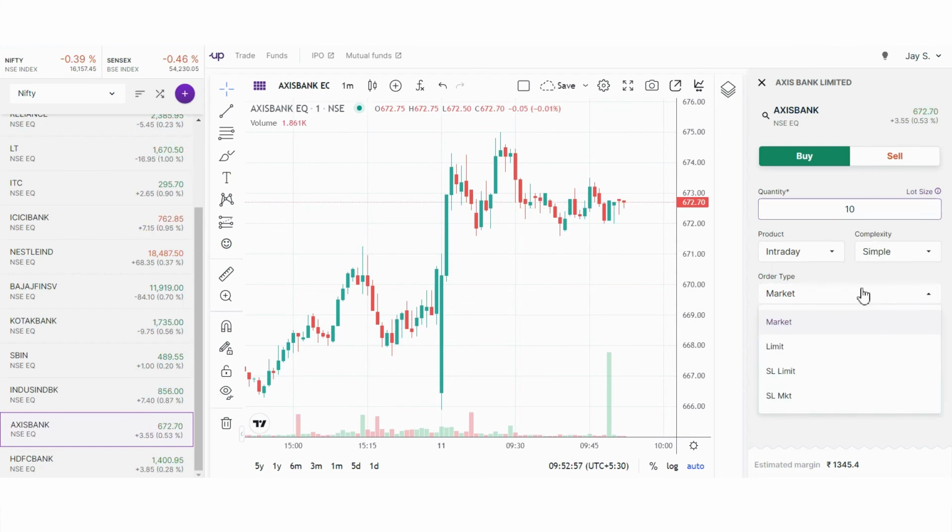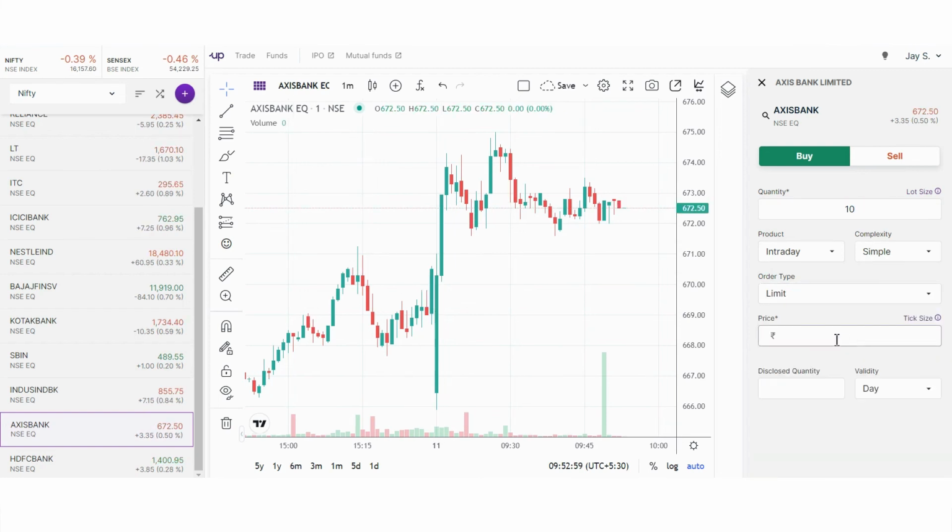But now if I do a limit order, it will ask me the price, right? So right now the price is at 672, fluctuating around that. Let's say I say that when the price comes to 660, at that time automatically buy Axis Bank for me, right? So this is for the limit order. Similarly, I can do it for the sell order.